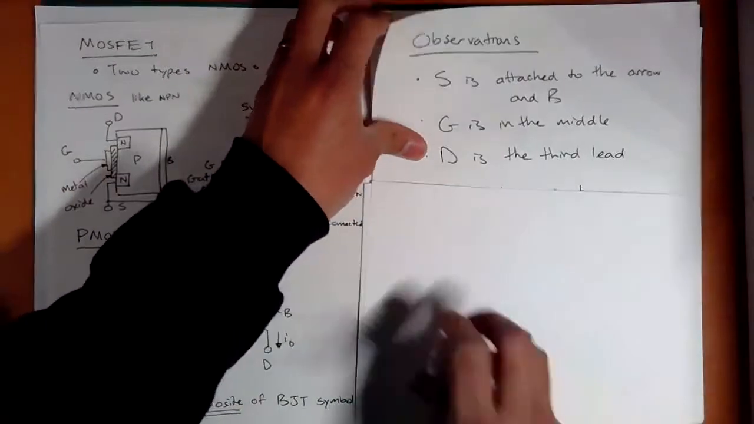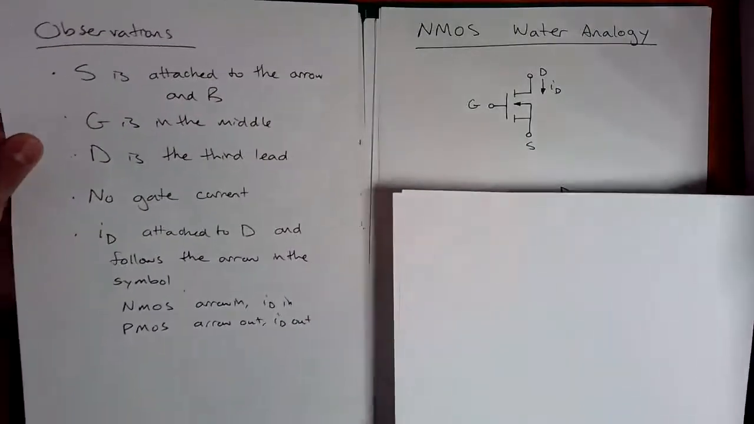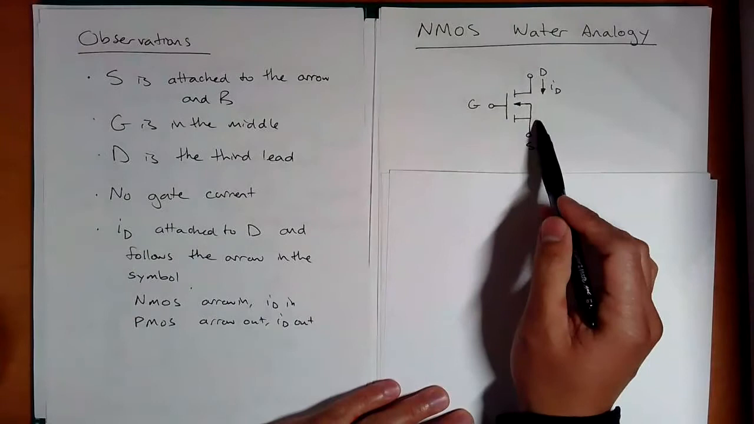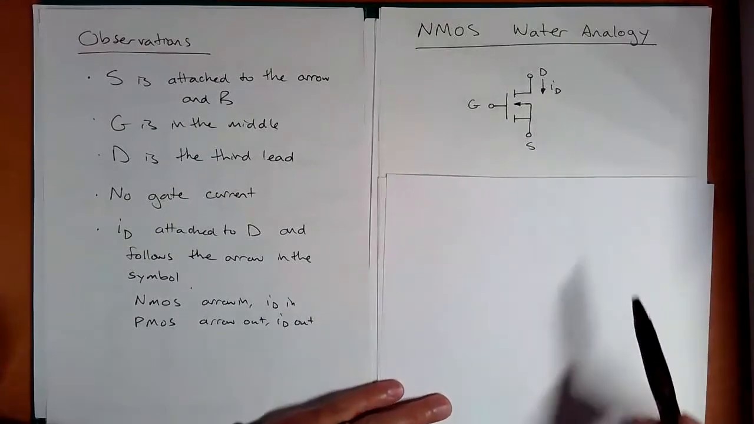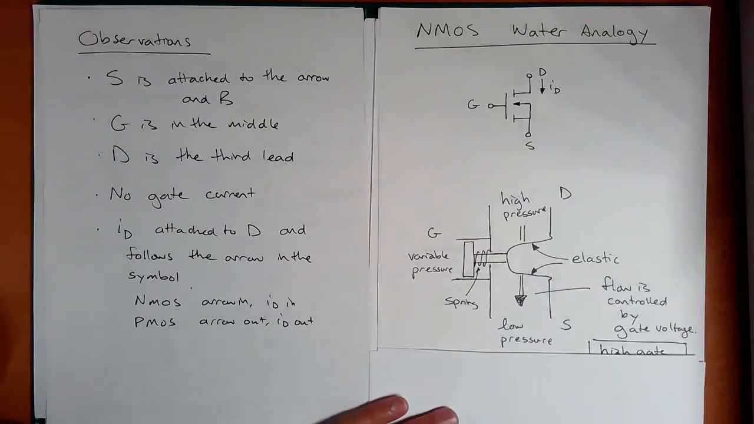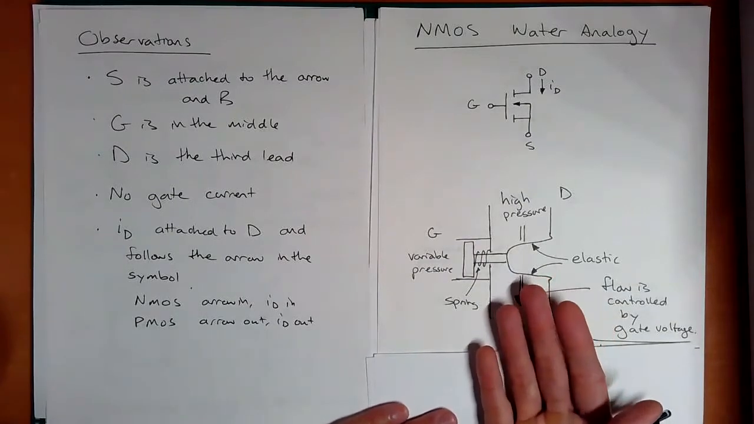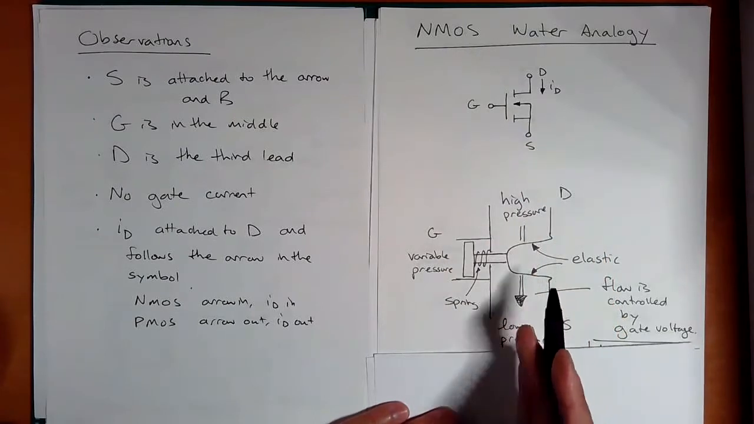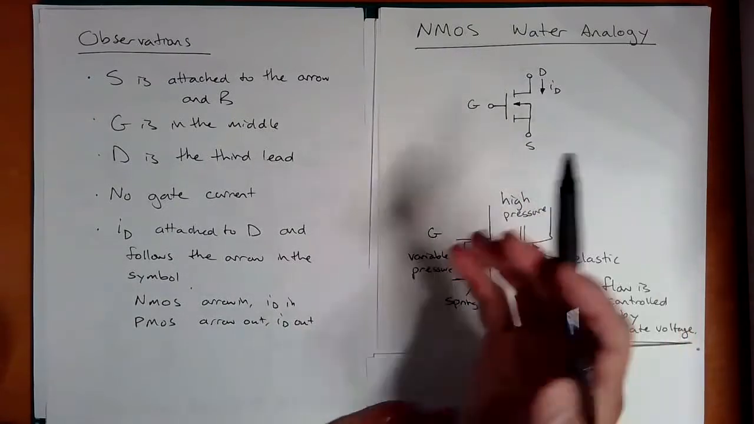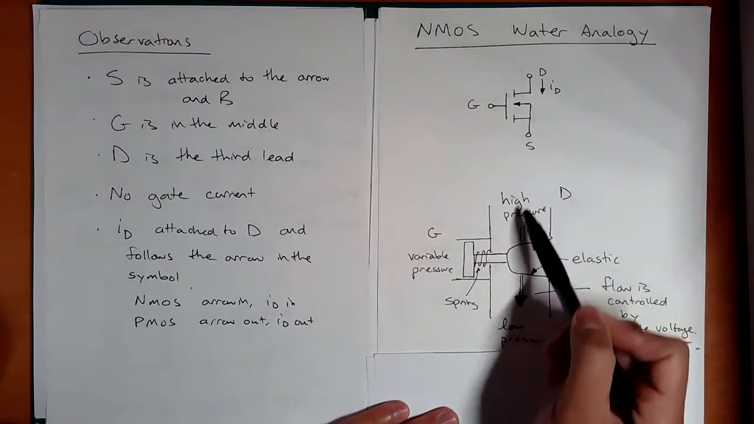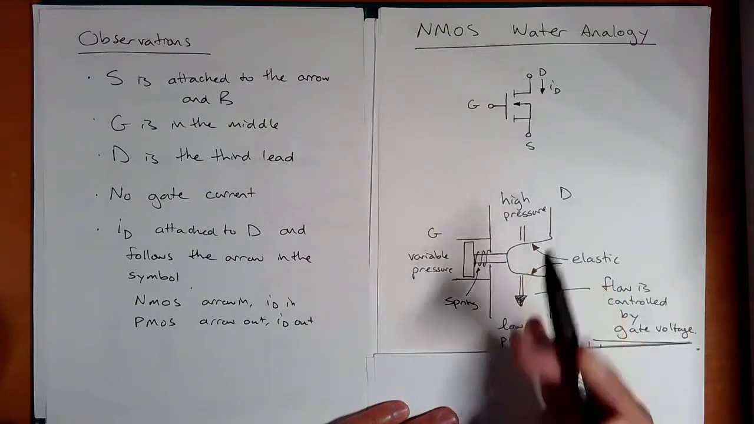All right. So let's look at the hydro water analogy to see if we can get a sense of how this works, right? So I redrew the symbol, and here is my imperfect sketch of a hydro analogy. Imagine a pipe, and remember, it's voltage controlled. So voltage is like pressure. I have high pressure at the drain, low pressure at the source.